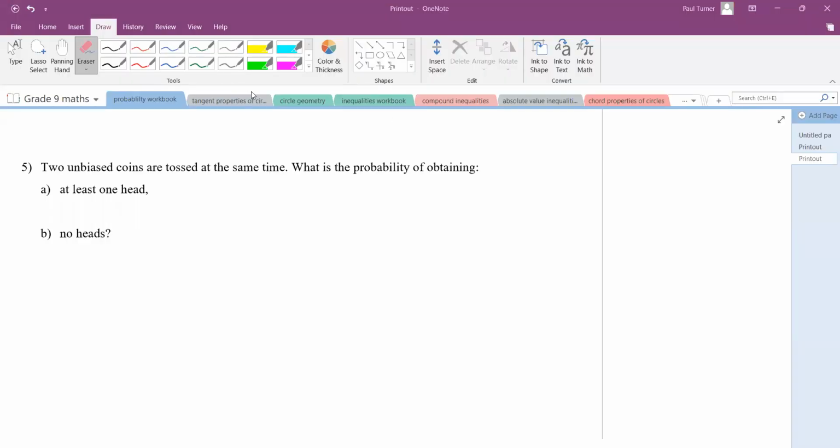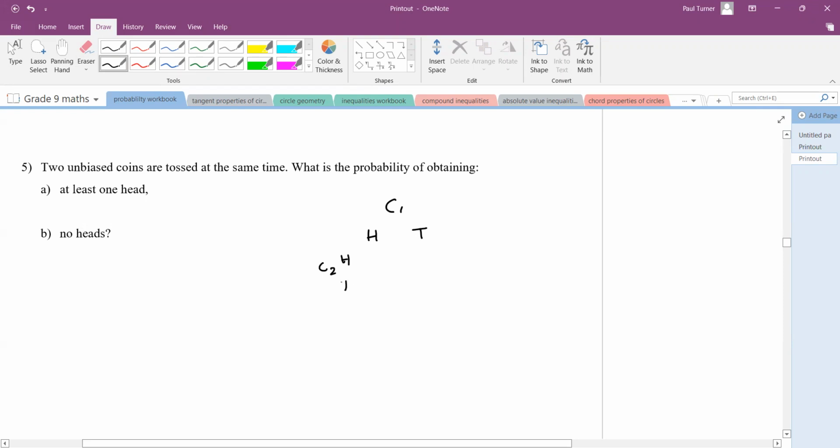Okay, so for question 5, we have 2 unbiased coins tossed, and we want to find the probability of obtaining at least 1 head and of no heads. So we try to make our table first. Coin 1 can either be a head or a tail. Coin 2 can be either a head or a tail. So we put them into the diagram like that.